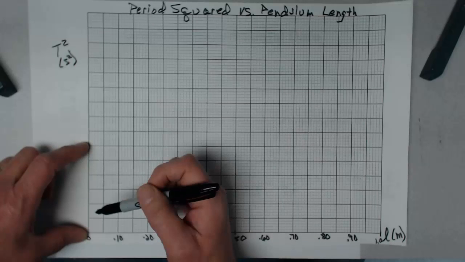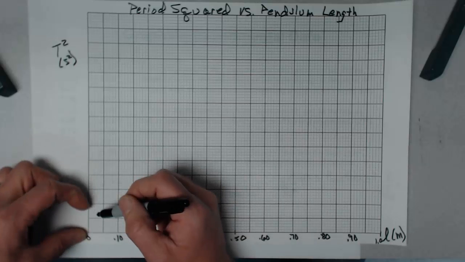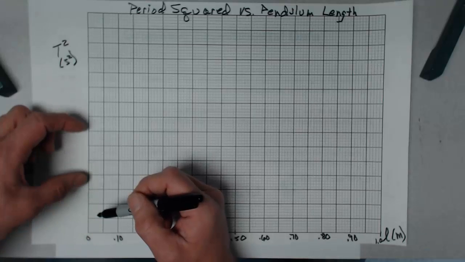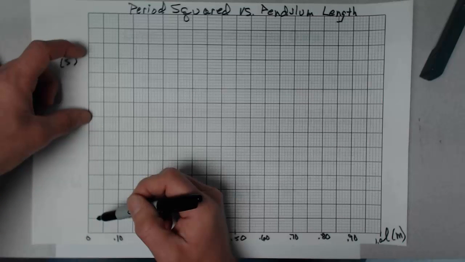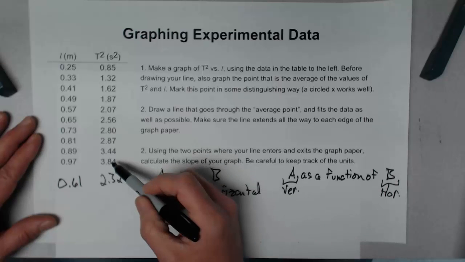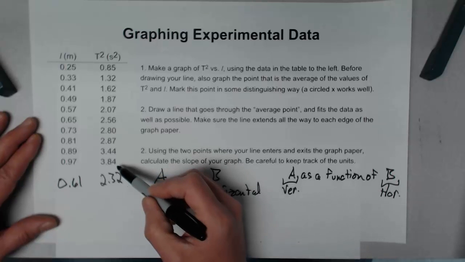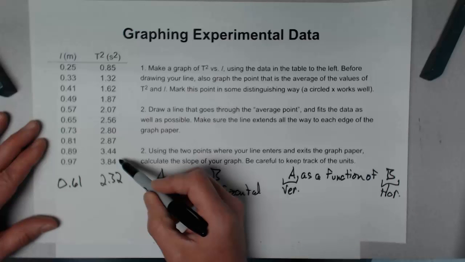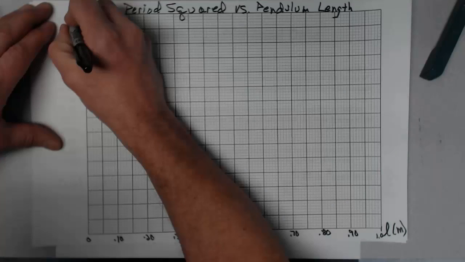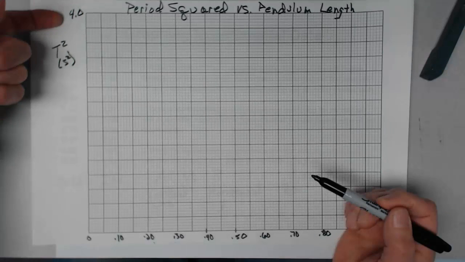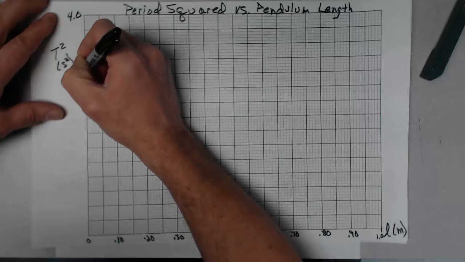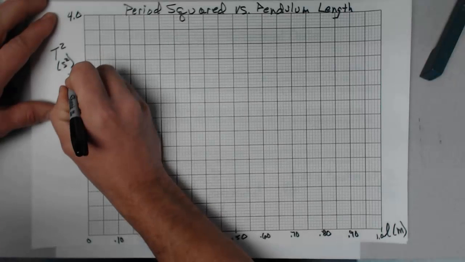If I let 4 major divisions on here equal 1, then this would be 1, here's another 1, and here's another 1. I'll finally use more than half of my axis. When I consider my data again, the biggest value on here is 3.84. I think I'll let the very top of my axis represent 4. So I'll let that top point up there be 4.0. Every 4 of these is going to be 1 second squared.